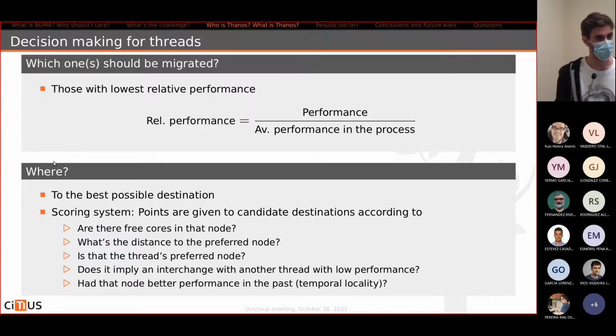Now that we know which threads should be migrated, we have to decide which is the optimal location. To do that, we follow a scoring system based on simple heuristics like this one. If there are free cores in a given node, that is a good candidate. It is even better if that is a node close to the preferred node, or if it is even the preferred node itself, and that kind of thing.